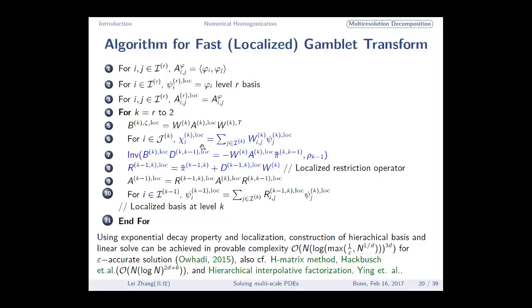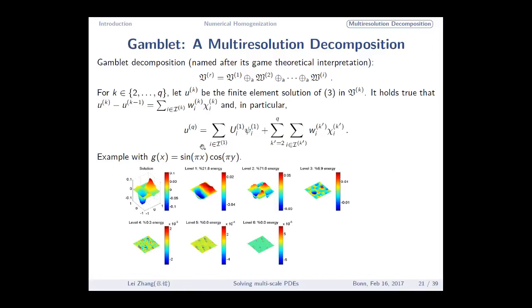So I will just show you some pictures. We have this Gamblet decomposition. We have this W space, which is an orthogonal complement. So we have this whole orthogonal decomposition here, and you can project your solutions in these spaces. What you get is u^q equal to, for example, u1 plus u2 minus u1 plus u3 minus u2. And uk is the Galerkin solution in Vk, in the exponential basis at level k.